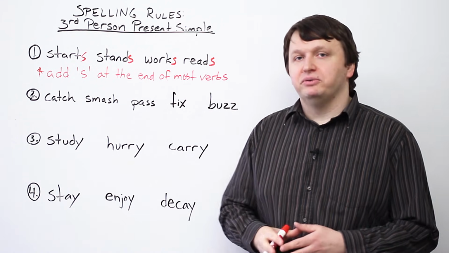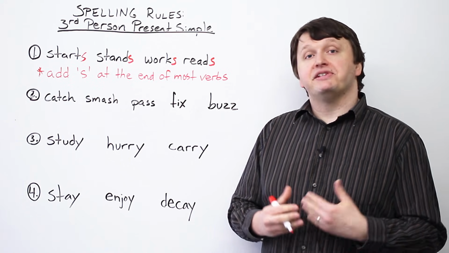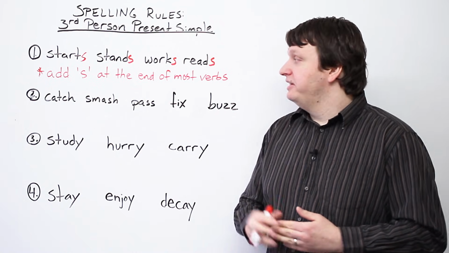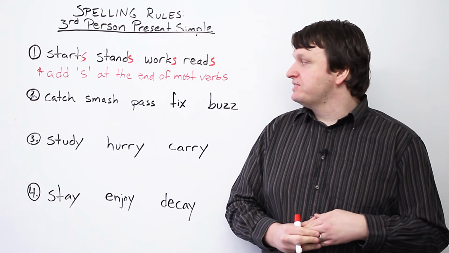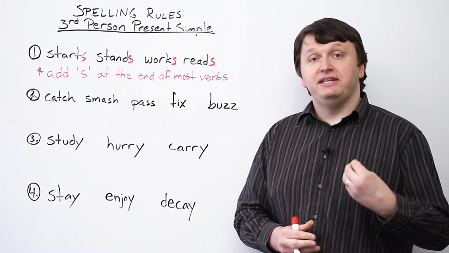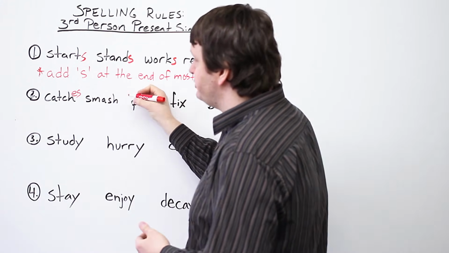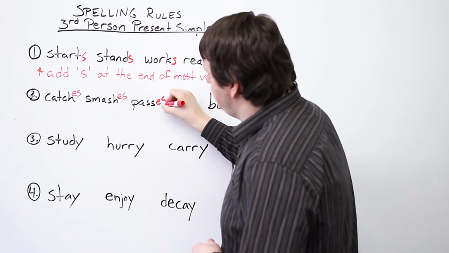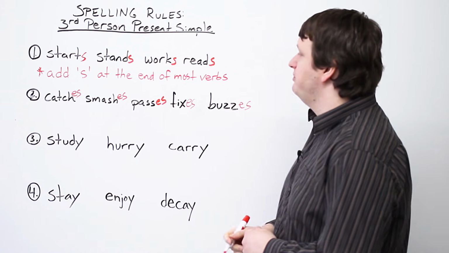Now, I don't want to give you a rule that says at the end of all consonants or at the end of all vowels because it's not true. So that's why I said at the end of most verbs, we just add S. Now, we have number 2. We have catch, smash, pass, fix, buzz. To these 5 verbs, we actually have to add ES. So we say he or she or it catches, smashes, passes, fixes, and buzzes.